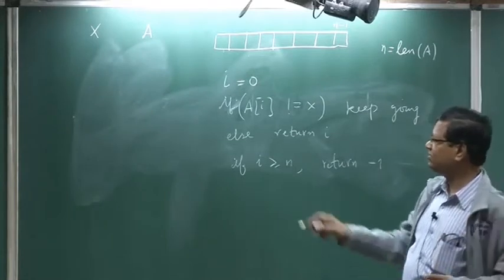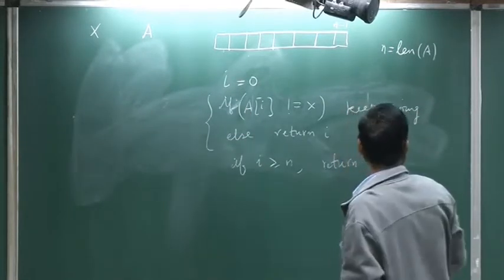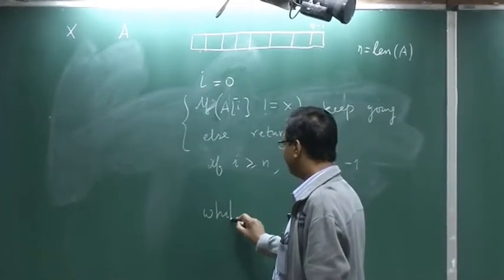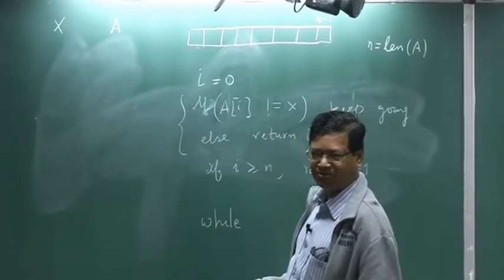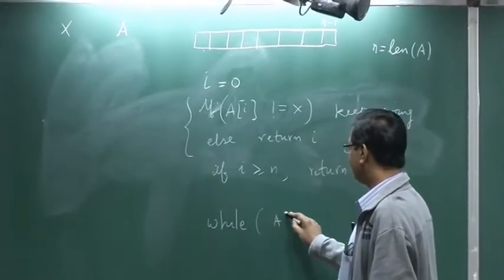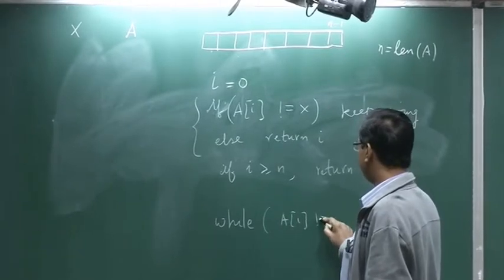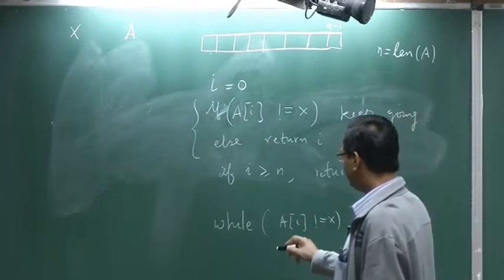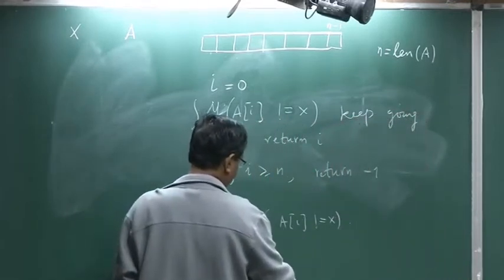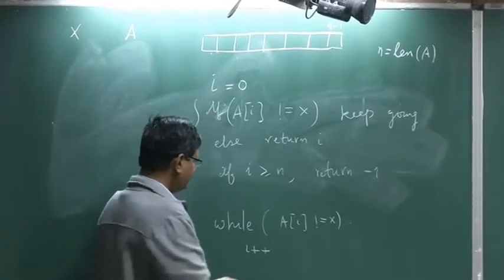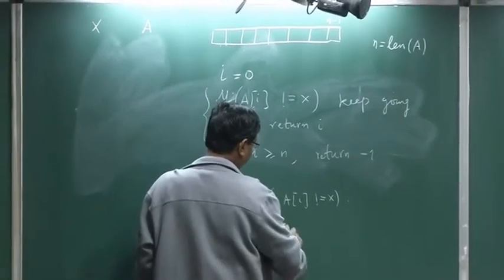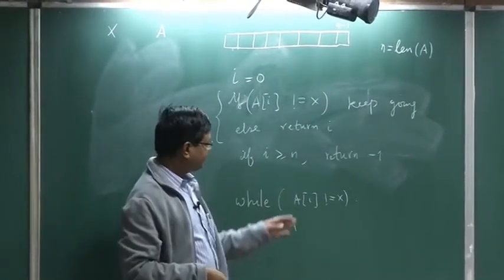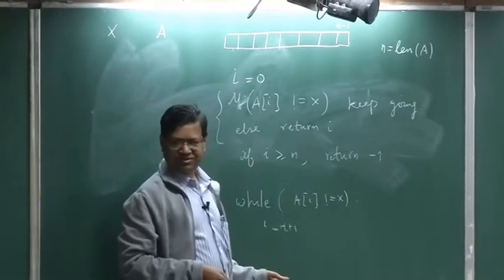So I'll just put these two in the loop. So let's put it here. Now this is getting converted into Python code: while a[i] not equal to x, I should just increment i. In C you write it like that, i equal to i plus 1, and keep looping. As soon as a[i] equals x, it will come out anyway.